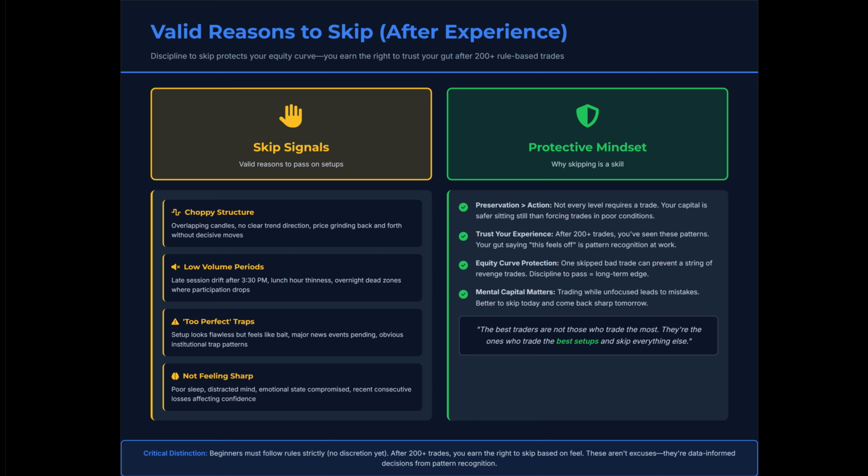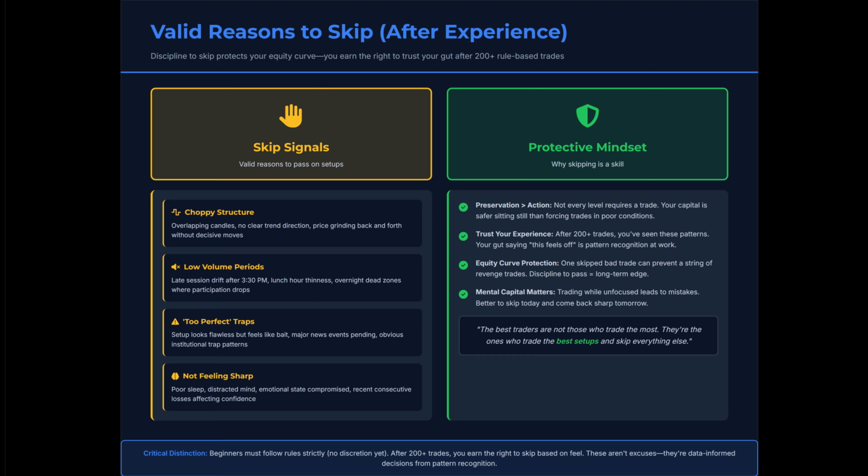Maybe the POC migration is slightly different. Maybe the value area expansion isn't as clean. Maybe the volume is thinner than usual. The experienced trader can't always articulate exactly what's off. The analysis happens too fast. It's compressed into intuition. But the feeling is legitimate. It's not fear, it's data-informed pattern recognition.